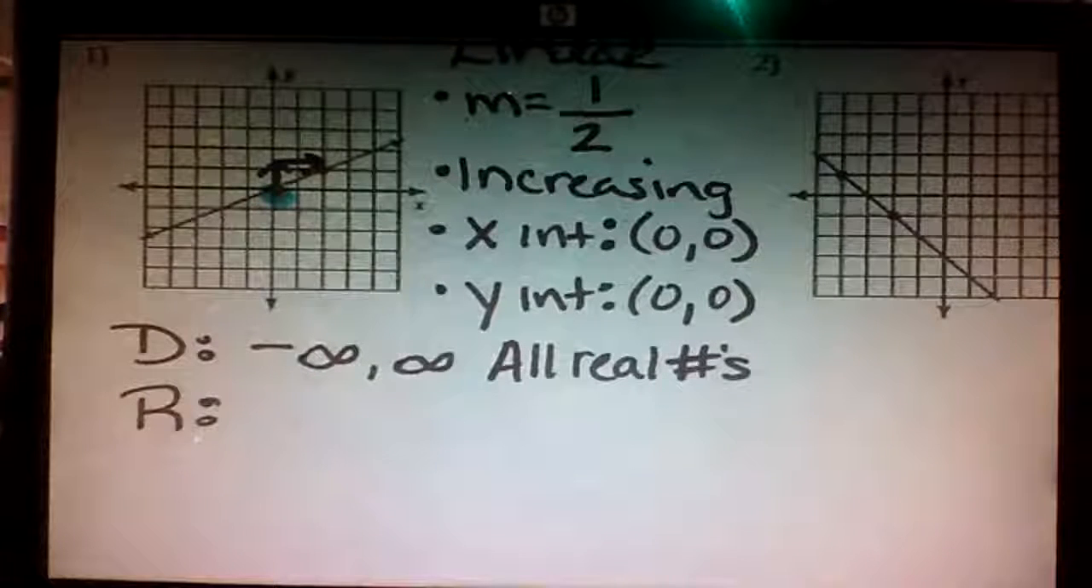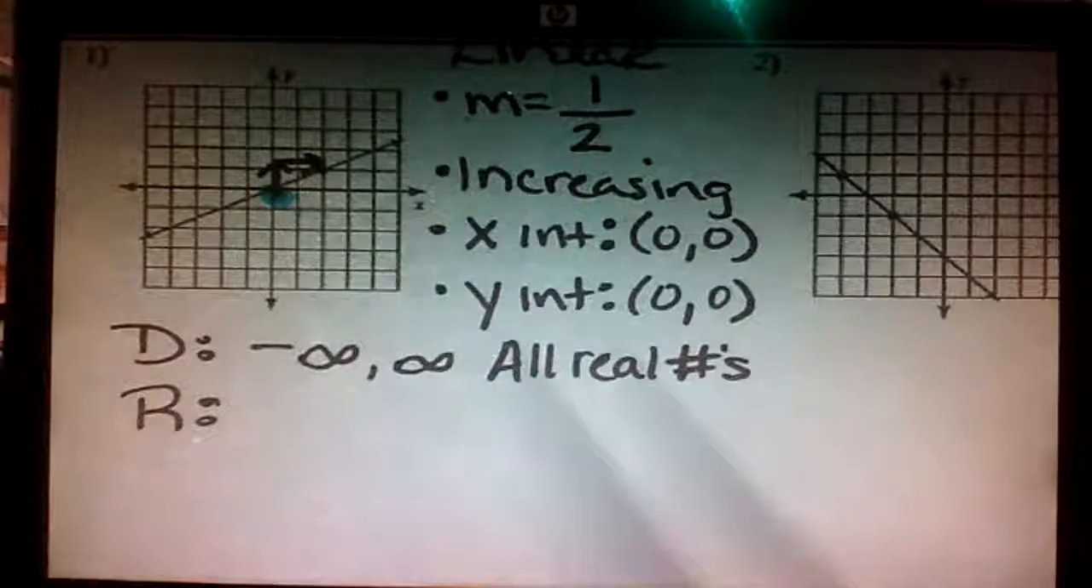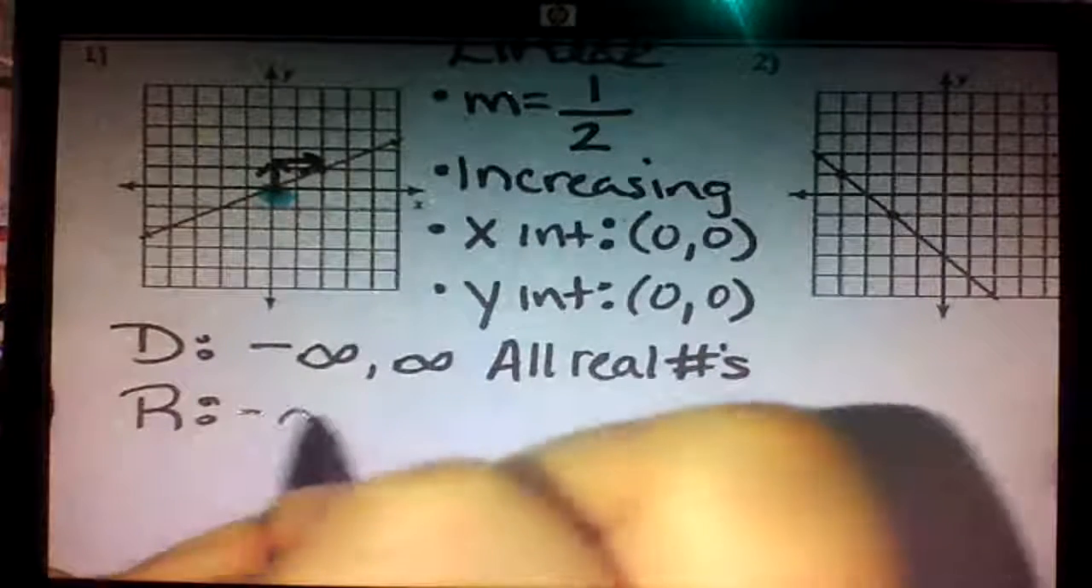Okay. My range is how low do I go? How high do I go? How low does my graph go? Is it ever going to stop getting low? No. Negative infinity. Remember, that left-hand side is going down to the left, and down to the left, and down to the left. It's never going to stop. So your range is also negative infinity.